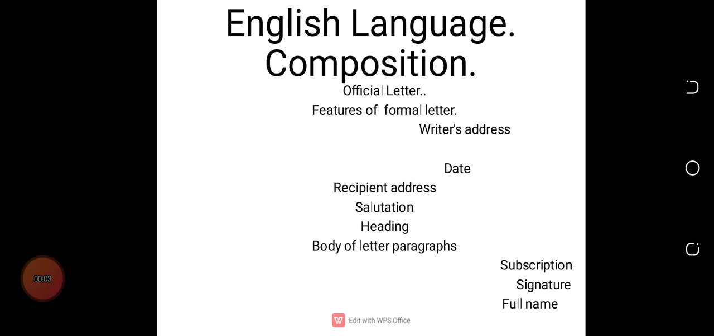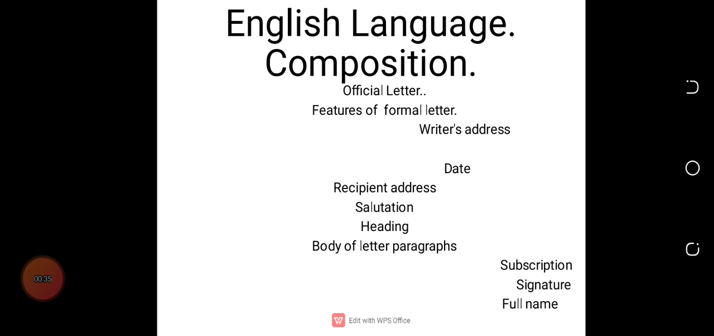Hello, you are welcome. For today's lesson, we are going to look at the formal letter, or official letter. Then we will also consider the features of a formal letter and look at each of the features to know what exactly we are expected to do. We'll also have a question to guide us through.